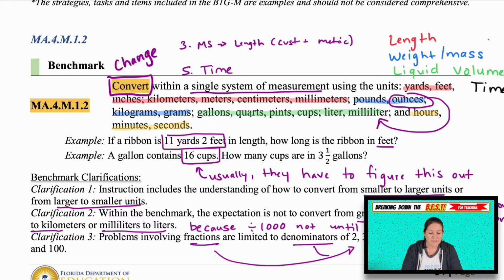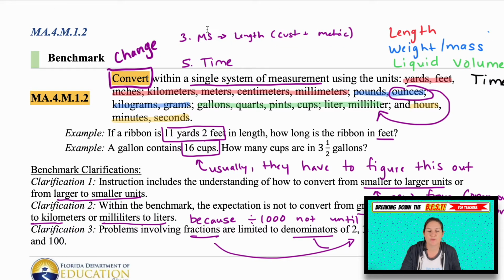We'll be using gallons, quarts, pints, cups. Those are customary units for liquid volume. And we have liters and milliliters, which are metric units for liquid volume. And don't forget, we have hours, minutes, and seconds, which are ways that we measure time. Just ignore this part up here. Those were just a few notes from me that I could not erase, all right?